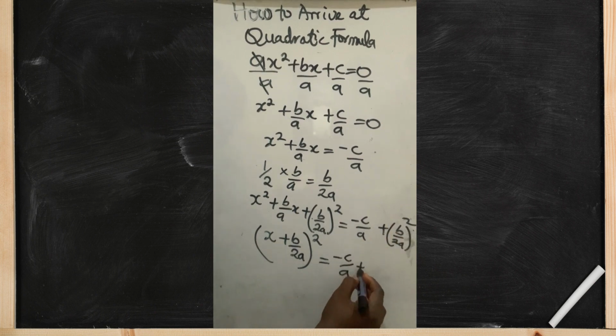What's the square of this? Plus b squared over 4a squared. That is that. Now moving forward, you realize that you can simplify this further. Then you have x plus b over 2a squared equals, the LCM of these two denominators is 4a squared, right? Then a in 4a squared will give you 4a. 4a times this will give you minus 4ac. 4a squared will give you 1 times b squared will give you plus b squared.